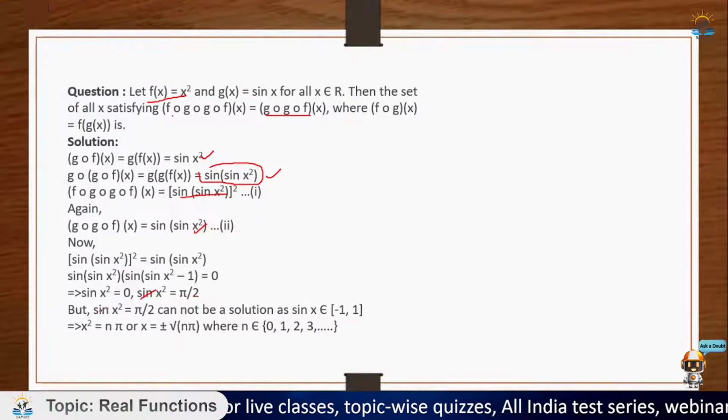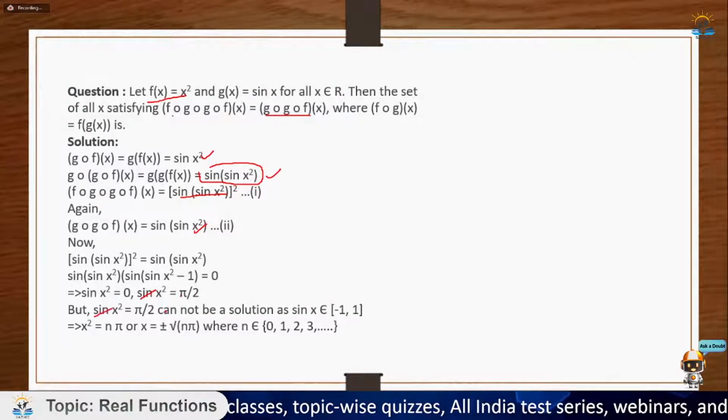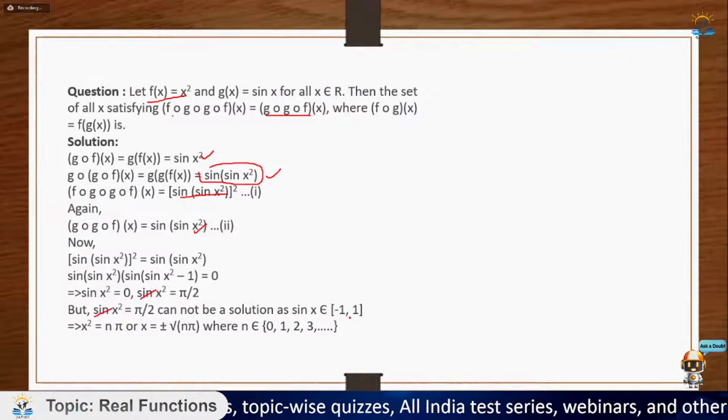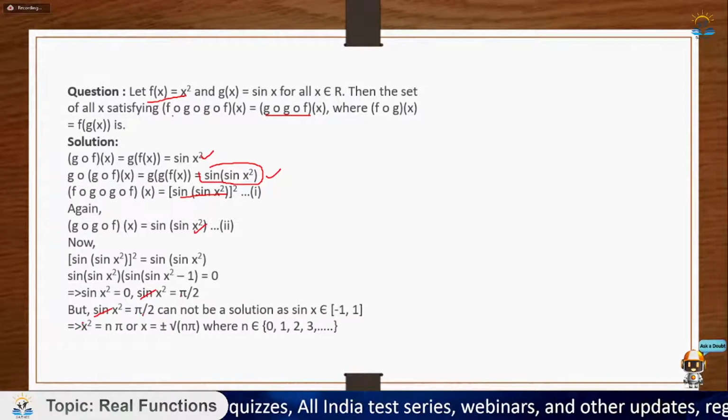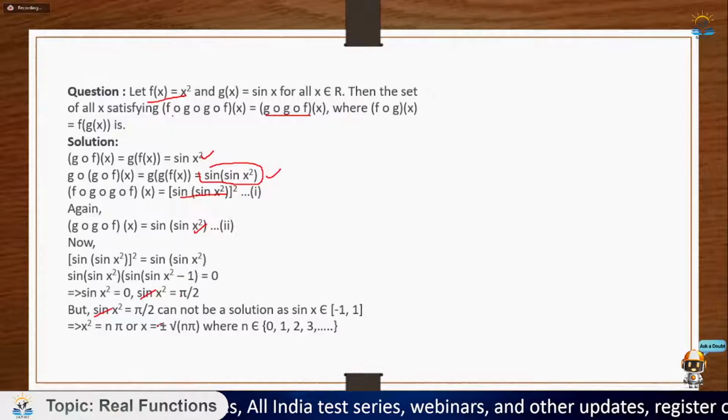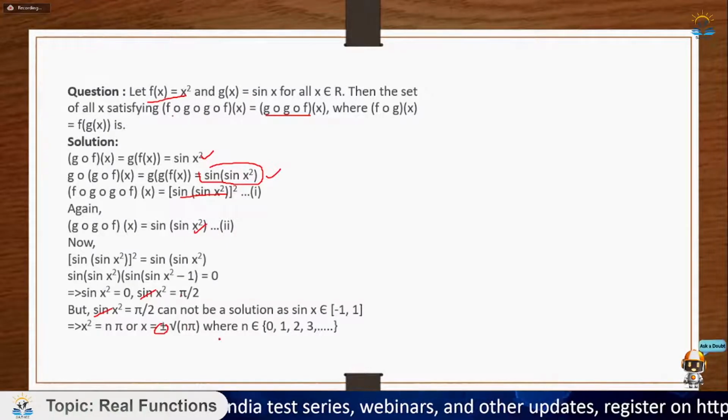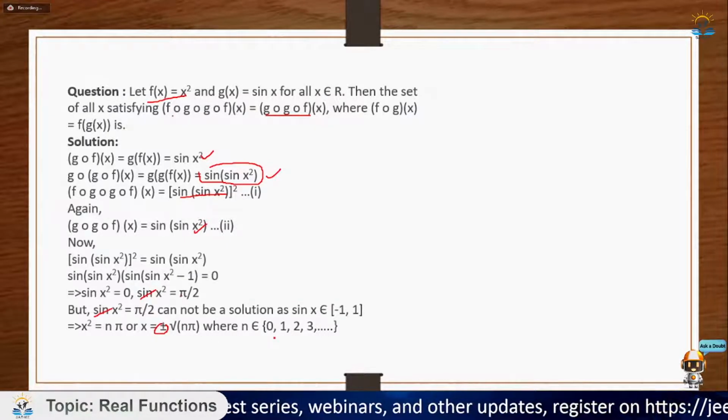x square should be equal to pi by 2. Then that cannot be a solution as sine x belongs to minus 1 to 1. So basically x square is equal to n pi, and because it is square, on rooting it you will get plus minus. So plus minus root of n pi would be your answer, where n will be 0, 1, 2, 3, and so on.